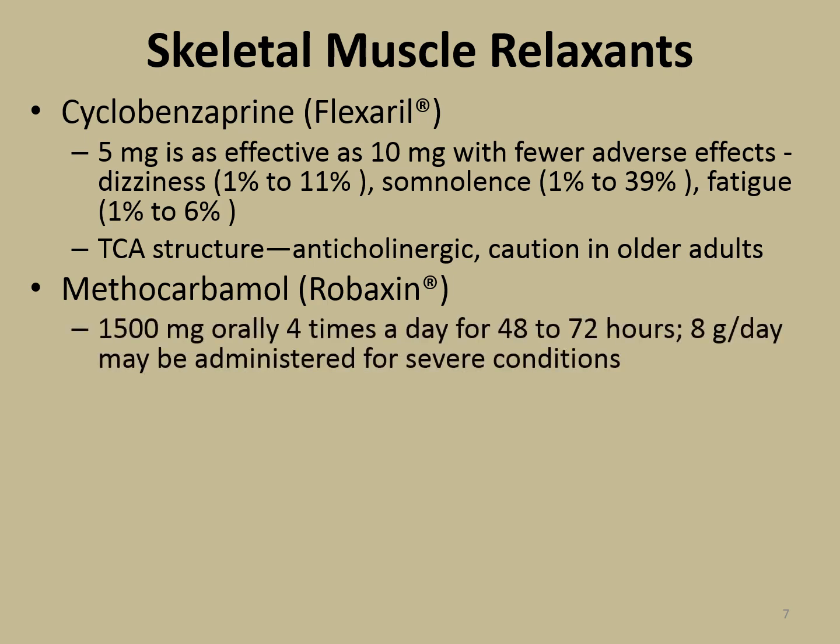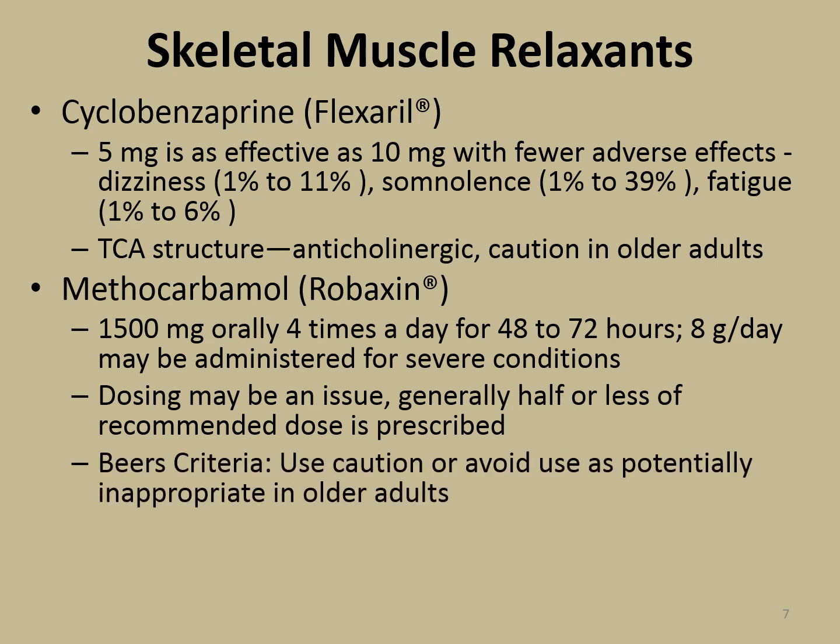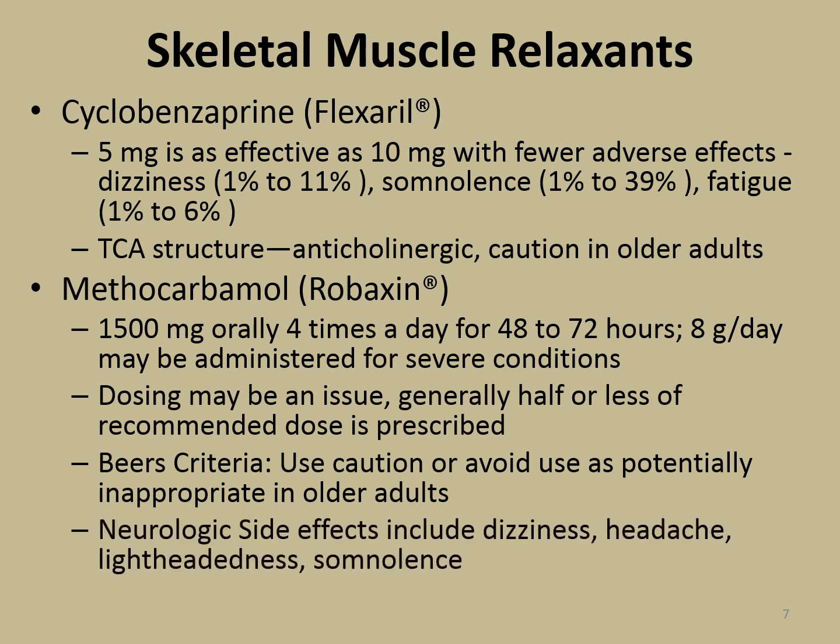Methocarbamol, or Robaxin, has been around for many years as well. It too has a Beers criteria to avoid or use with caution in older adults, and for some older adults it's inappropriate. It's sometimes used in opioid withdrawal. It has neurological side effects, including many of the same things we've been hearing with the other agents: dizziness, headache, lightheadedness, somnolence. And we usually start at half or less of the recommended dose that's prescribed.